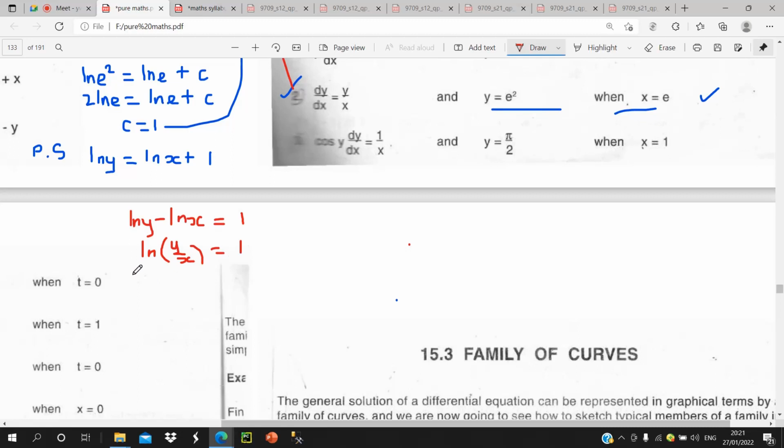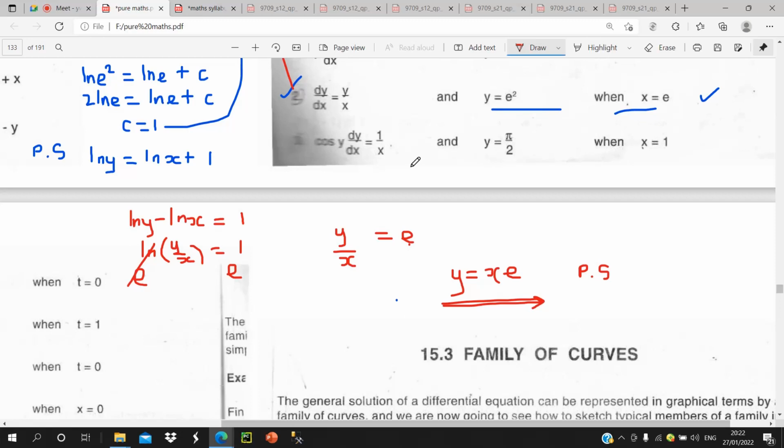Yes. Then after that, now you can introduce the exponent. Then the ln will cancel. Then you have your y over x is equal to e to the power of 1, which is just e, right? Yes. So finally, what will be your y? Xe. That will be our simplified y. That is our simplified particular solution. Are we together?